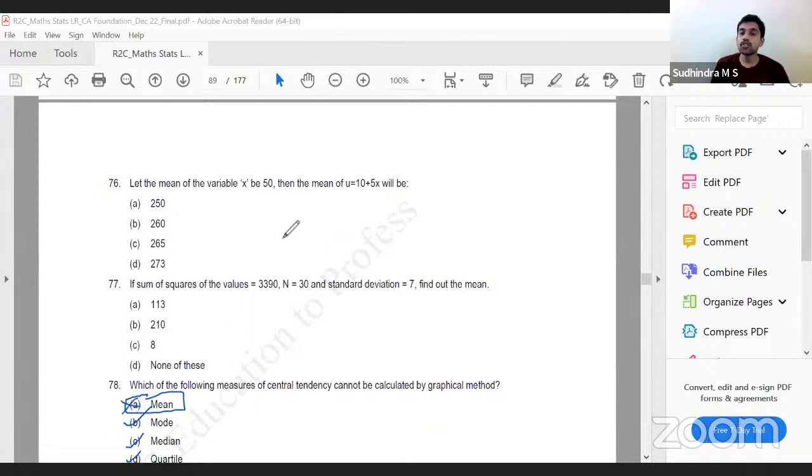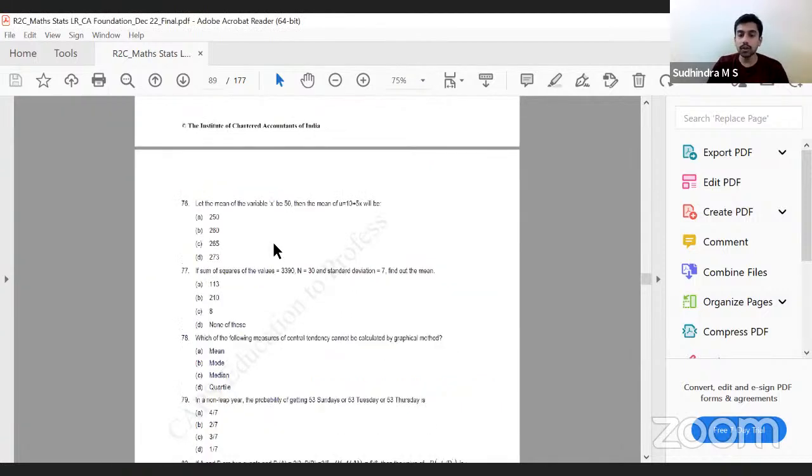Right, that's all. So totally 18, from 61 to 78. 18 minus 1, since the 71st question was not related to this chapter. So totally 17 questions out of 40 from the first two chapters. Right, so this was the first paper. We'll look into the next one.